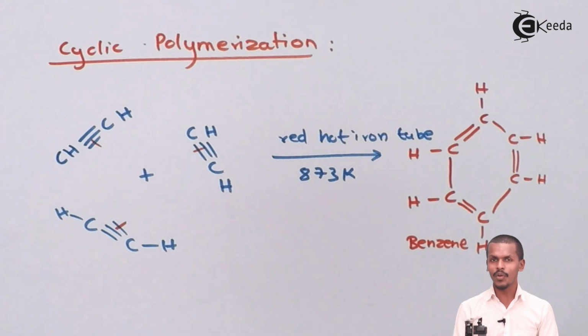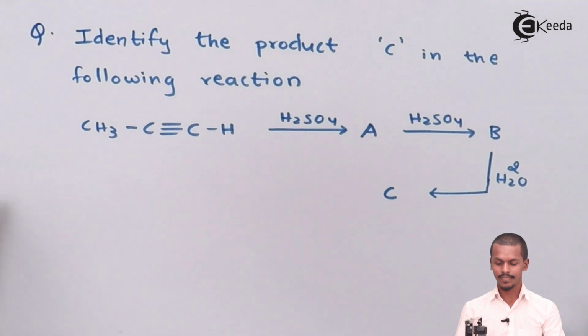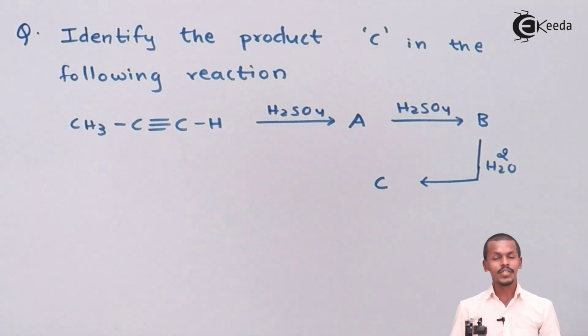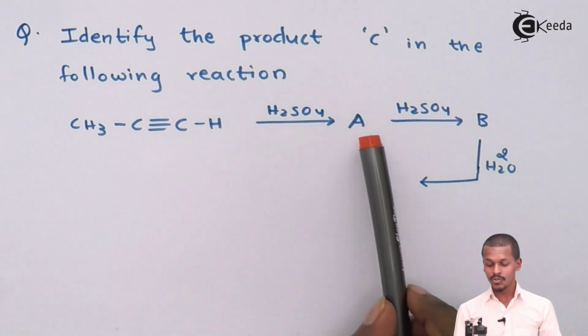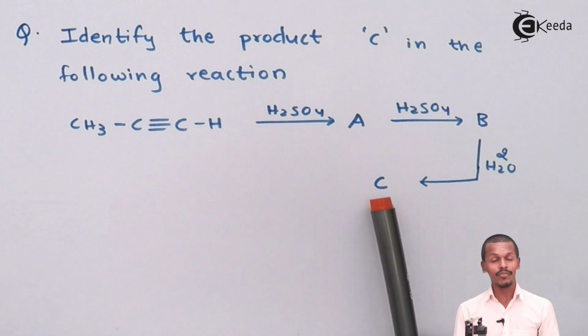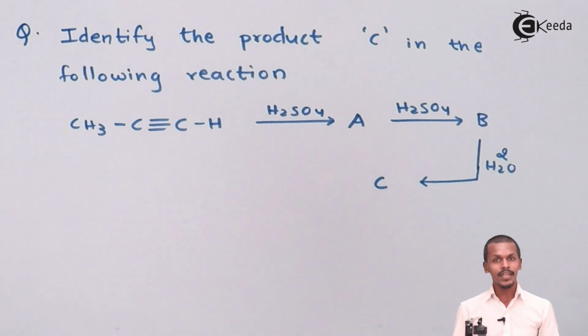And now, just for practice, let us do a few questions and see how we can predict the product. We have to find what the product C will be, but in this case we also have product A and product B, through which we have to form product C. So how could products A, B and C be? Let us talk about that.